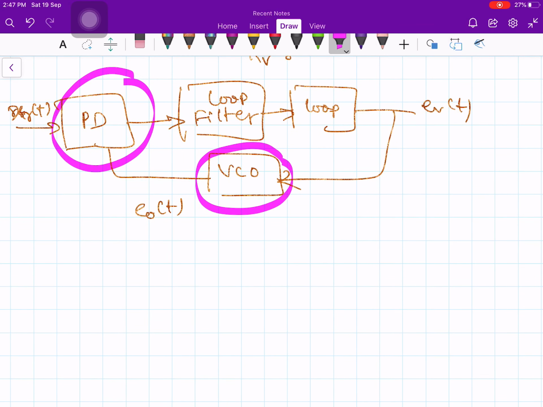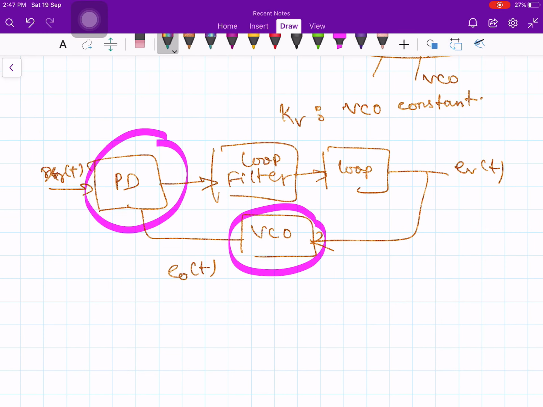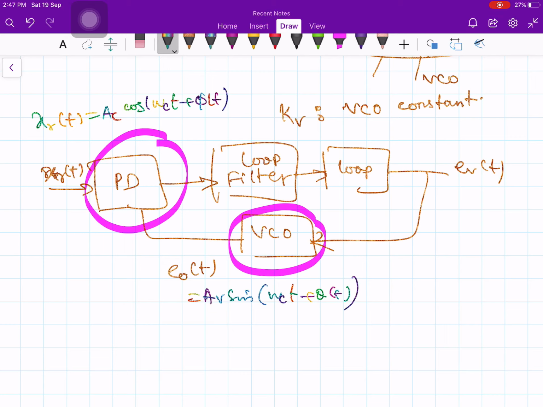In this mathematical model, it would be nice if I can get rid of this carrier frequency omega c, because your XR of t is equal to AC times cos of omega ct plus phi of t, and here AV times sin of omega ct plus theta of t, and here also omega ct. So no need to consider that. Omega c has no direct role to play in this discussion because omega c is present in the input as well as in the output of your voltage controlled oscillator.